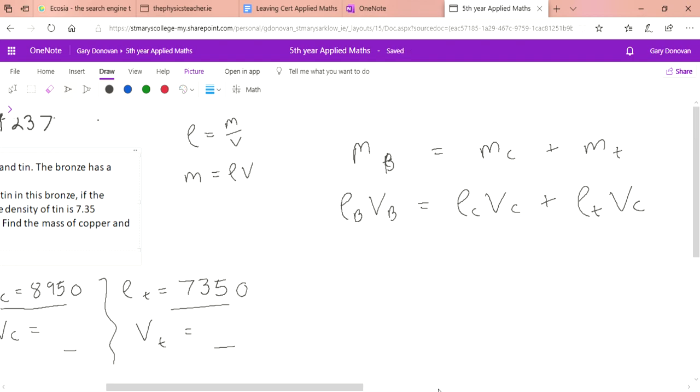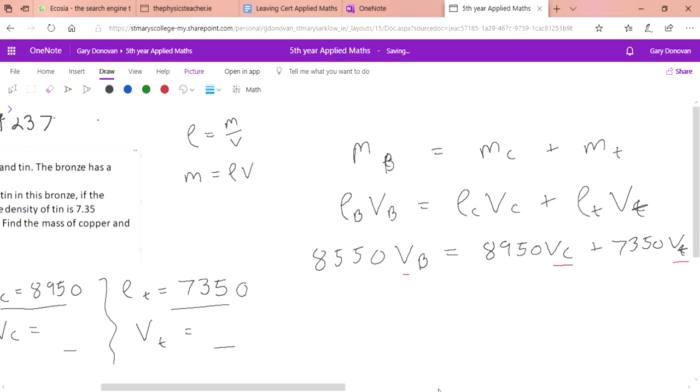Now we want to reduce the variables. We know the densities, so we could actually fill them in if we wanted. This could be 8550 VB equals copper was 8950 VC, and then tin was 7350 VT. So what we want to do is reduce the variables, and get a ratio essentially of copper to tin.